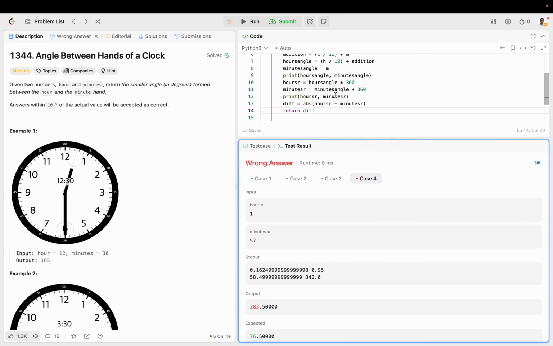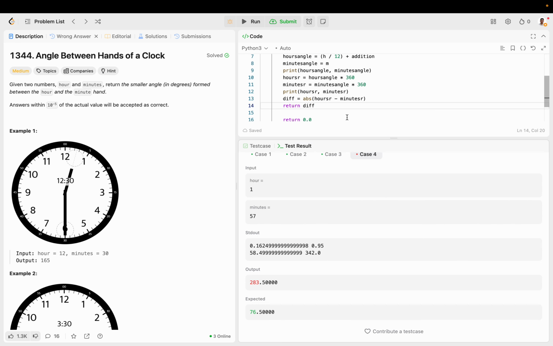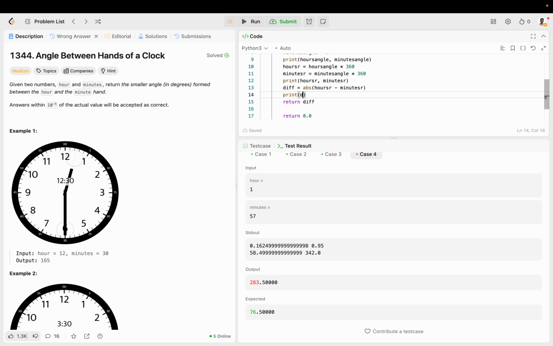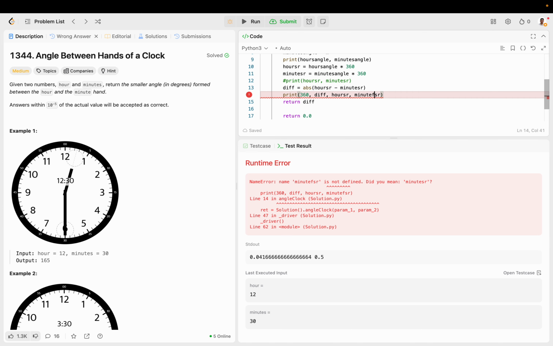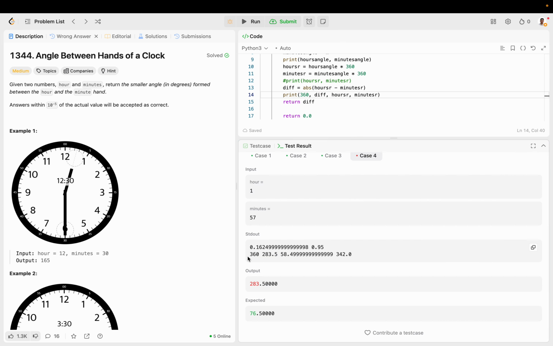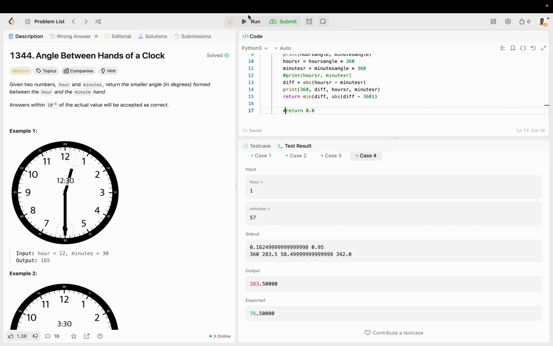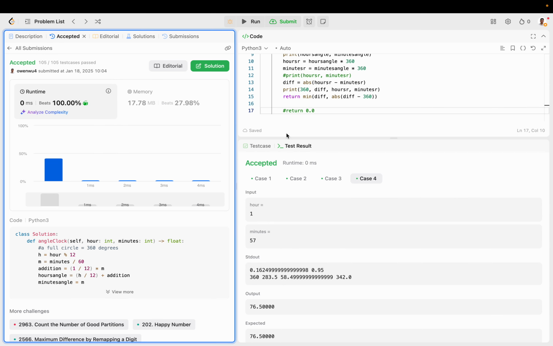Okay, except for this case, looks like we have an issue with the difference. Let's print 360 and let's print hours R and minutes R. Because we want to get the smaller angle of the two. So not only the difference, but it looks like the difference minus 360 could also be smaller. So return the minimum of difference and the absolute value of difference minus 360. And there you go. Yep.